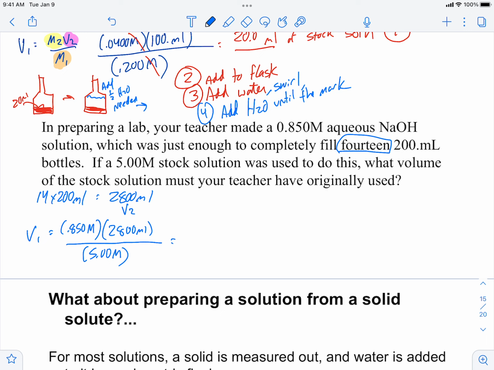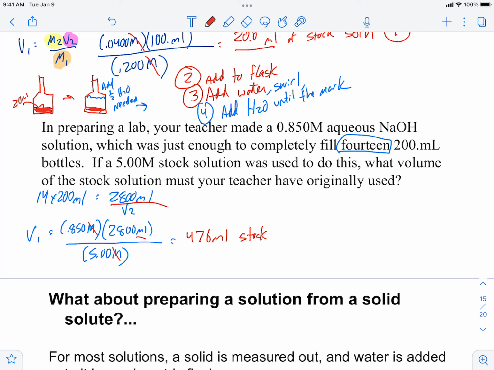Okay, so calculating, canceling the molarity, we end up with 476 milliliters because I used milliliters as my unit to start with. So that's how much I'll need. And then I put it into a flask, I add water, I swirl, and I keep adding water until I reach the total volume line, which is 2,800 milliliters. Now, I don't have a flask that exact size, but I'd probably break this up and do it into smaller chunks.